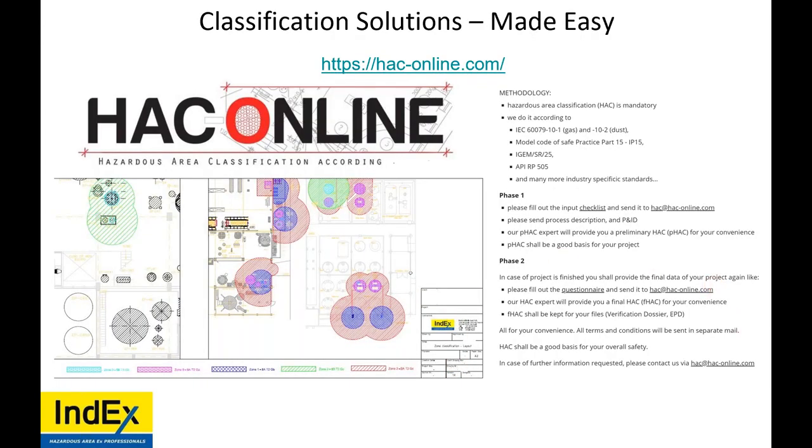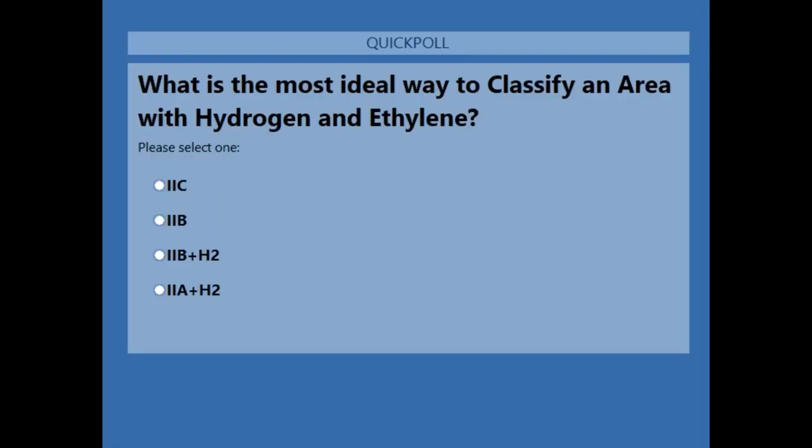Now we're going to open up another poll for you guys. What is the most ideal? So which would be the best solution to classify an area that has hydrogen and ethylene? Classification of the area, not of the equipment. 33% voted, so let's get that up to 70%.